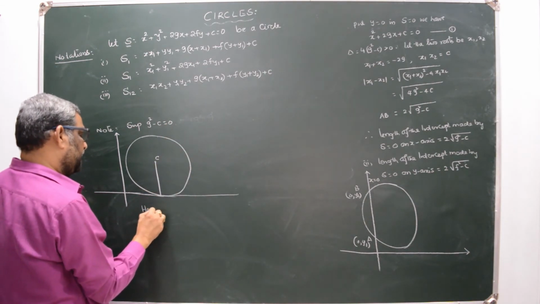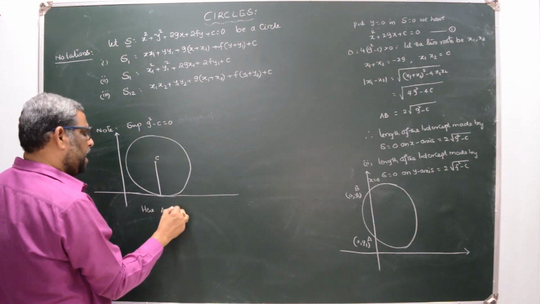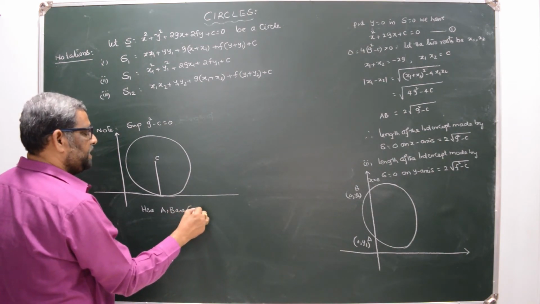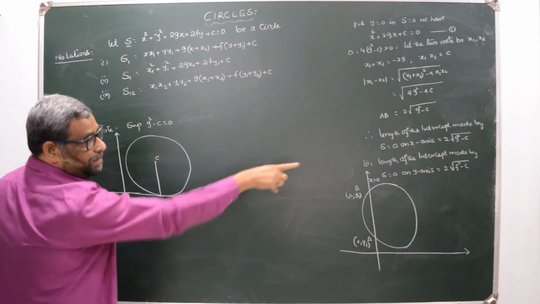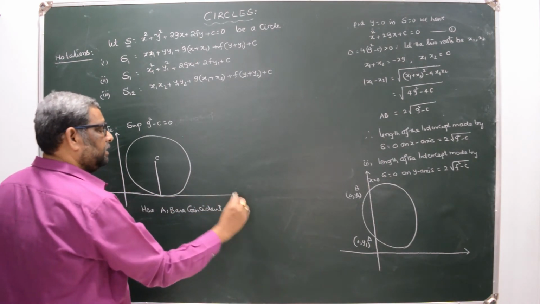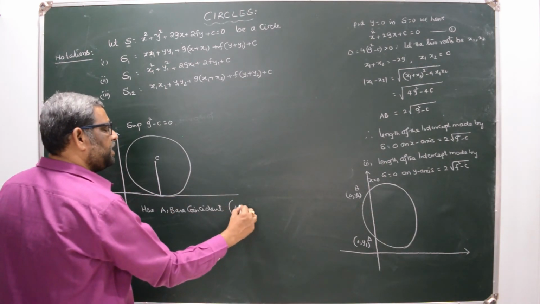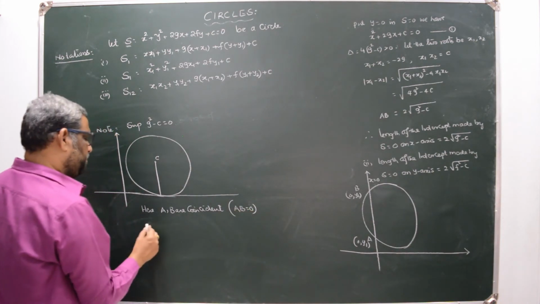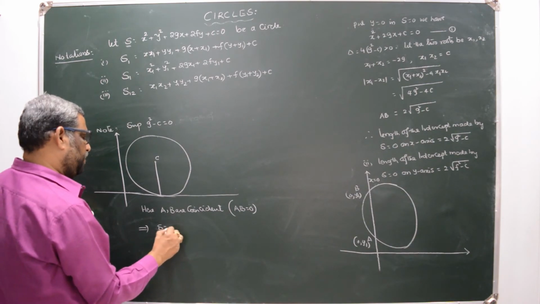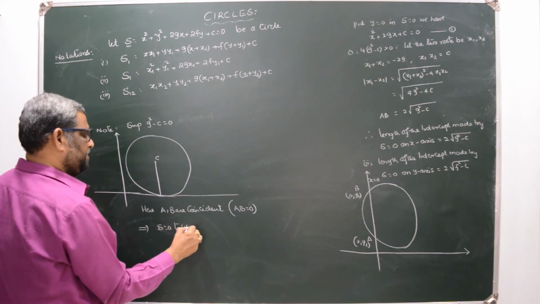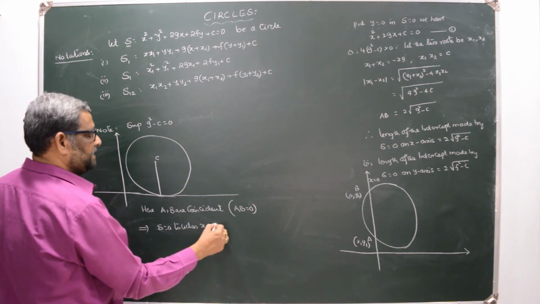Suppose g square minus c equals 0. Here A, B are coincident, and AB is equal to 0. This implies the circle S equal to 0 touches the x-axis.